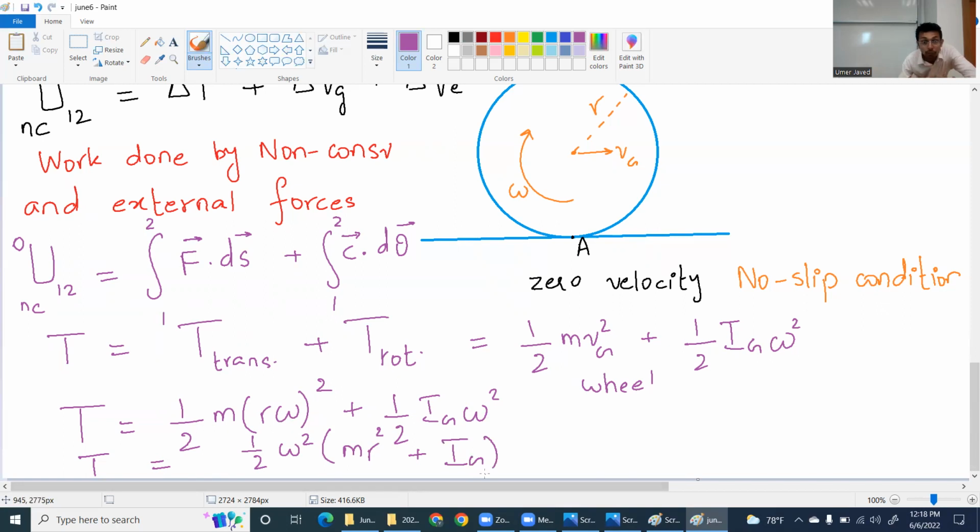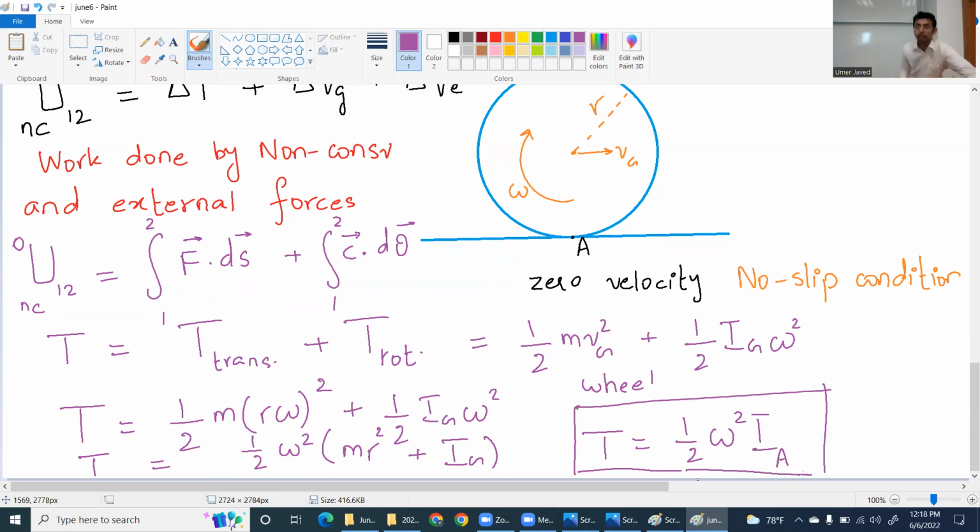which is equal to, anyone who can guess? Oh, space is over. So T will be equal to half omega square into I subscript A. Not sure if anyone agrees with me, but it makes sense, right?